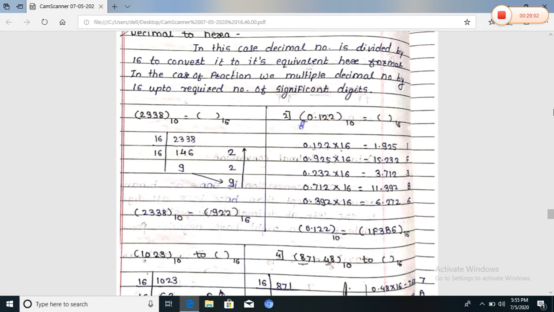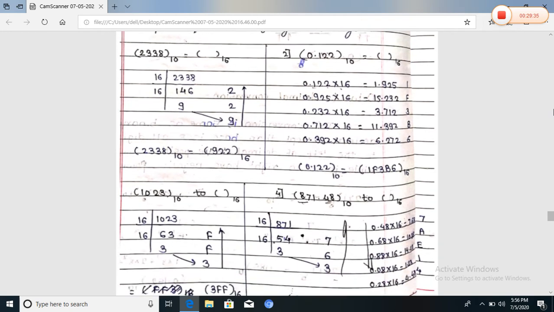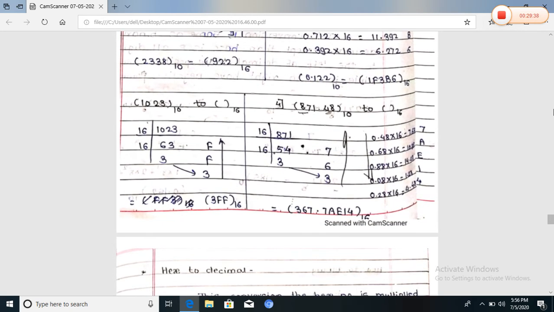Now the fraction number 0.122. This is a decimal to hexa conversion, so the fraction is multiplied by 16, the integer part is noted, and the remaining fraction is multiplied by 16 again. For a fraction number, the answer is noted from top to bottom. The answer on the right is 0.1F3B6, noted from top to bottom. You have to practice these examples.